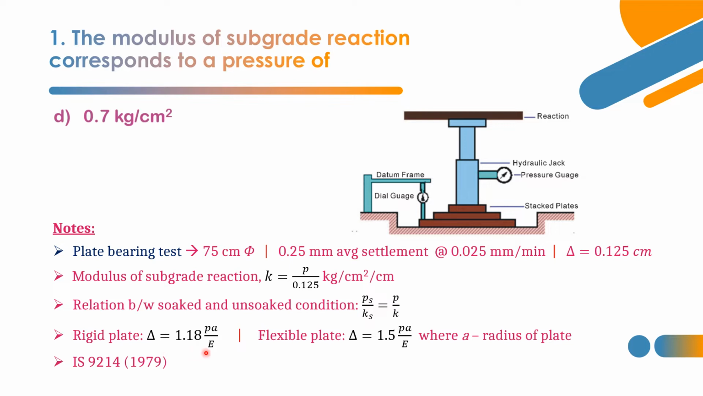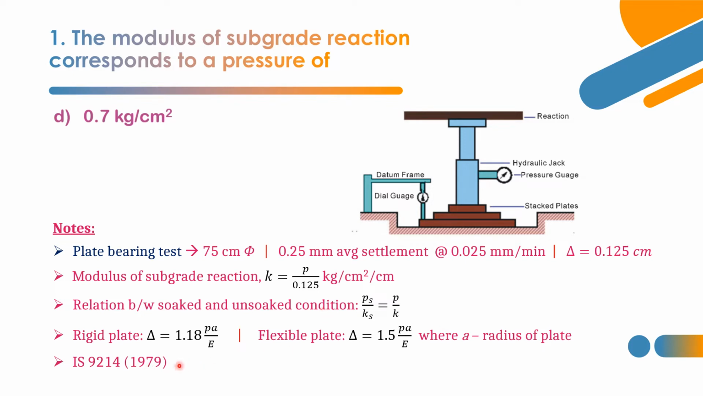Del is equal to 1.18 Pa by E. E is the Young's modulus of the soil subgrade, and A is the radius of plate. So whatever plate we have considered, like 75 centimeter diameter plate, then 75 by 2 is the radius of plate. And in case of flexible plate, the deformation shall be given by del is equal to 1.5 Pa by E. So these four are the basic relations and important formulas.